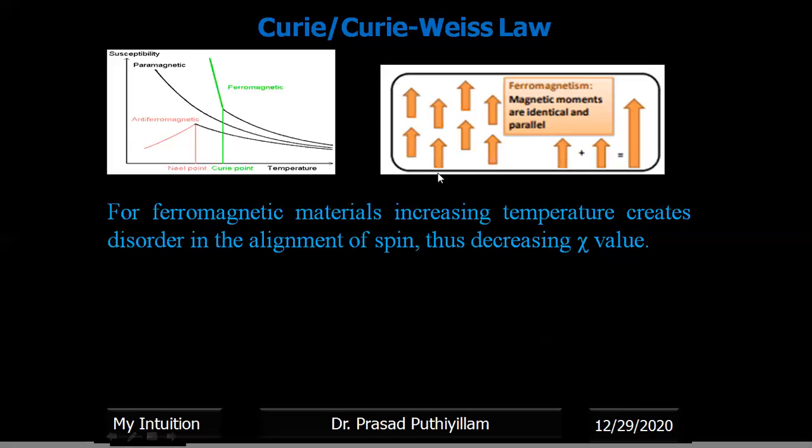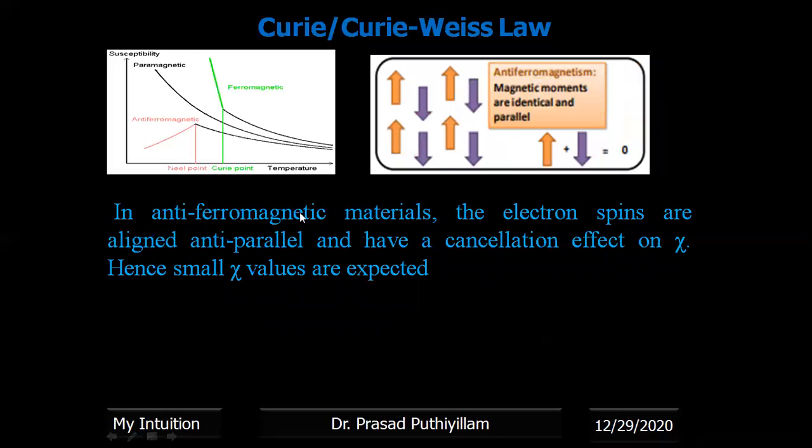Some of the alignment will get disturbed, or all material will not be arranged in the same manner. That is the effect of temperature. Therefore, the magnetic susceptibility value is decreasing in case of a ferromagnetic material.